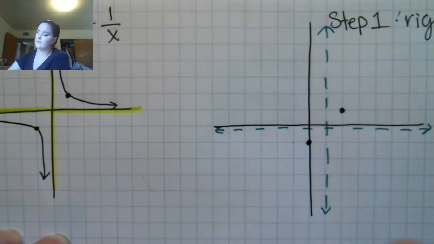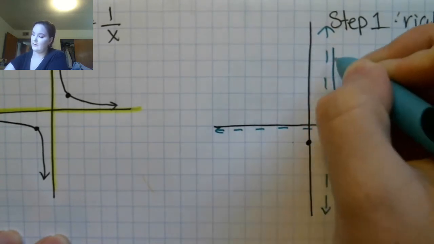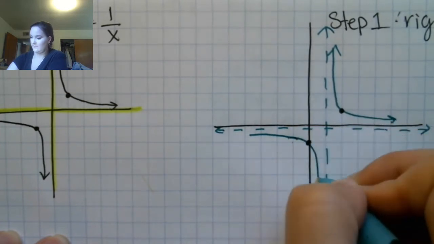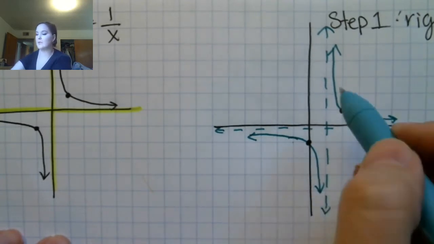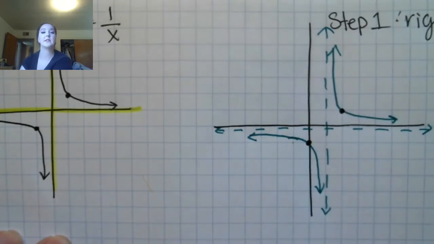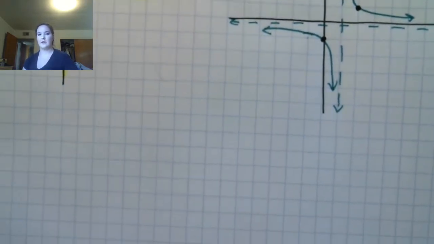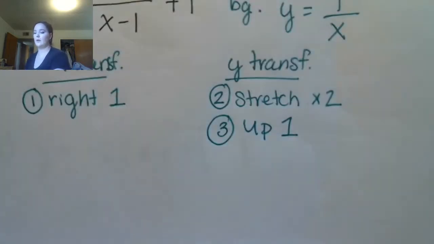Now I'm going to draw in the shape of my graph. Remember, the graph doesn't go across those lines, but it does go towards them. So you can see it going towards the line, towards the line, towards it, and towards it, but it doesn't ever go across those lines. Let's look at our step 2, which was what? Stretch the y coordinates times 2.